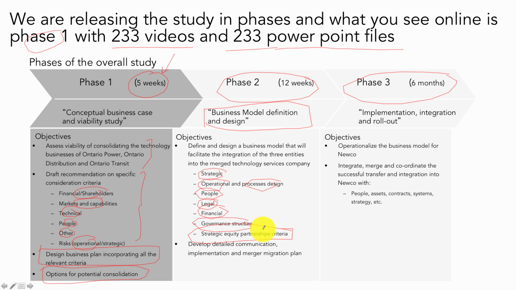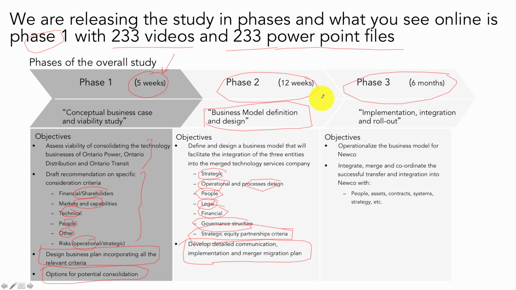Strategic equity partnerships. The government, if you've been to Canada, you know the government is hell-bent on finding ways to integrate the Aboriginal people, which we call First Nations, the former Indians as such, in inverted commas. And they're looking at getting one of the First Nations groups to take an equity partnership in this technology company so that you can introduce the First Nations group to the technology sector. And then finally, develop a detailed communication, implementation, and merger migration plan. That's a 12-week study to do.